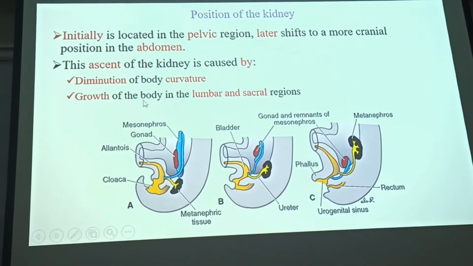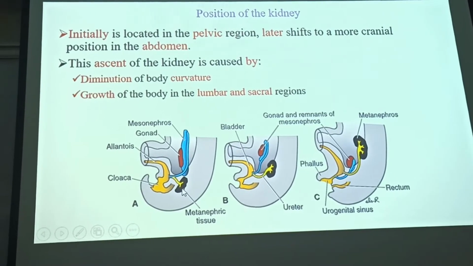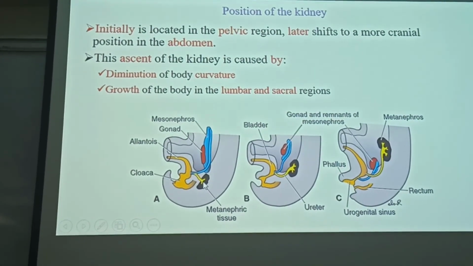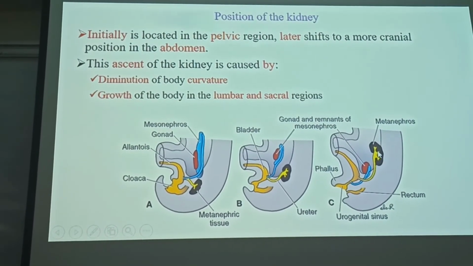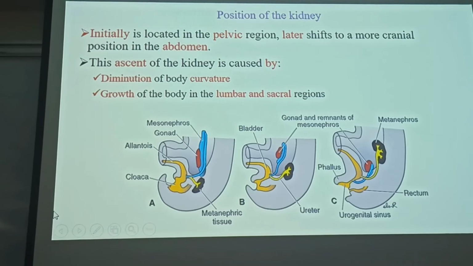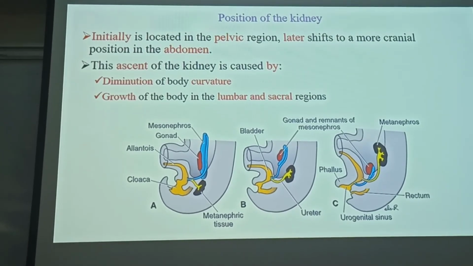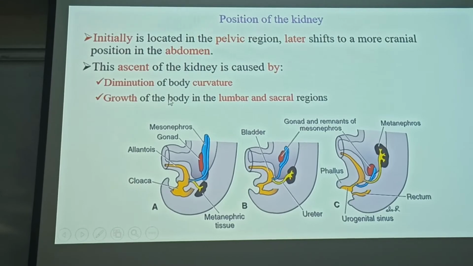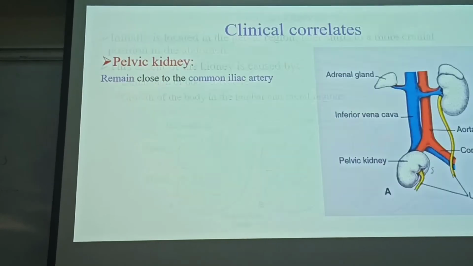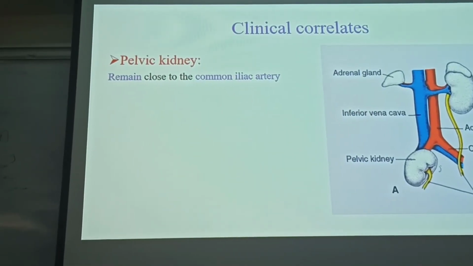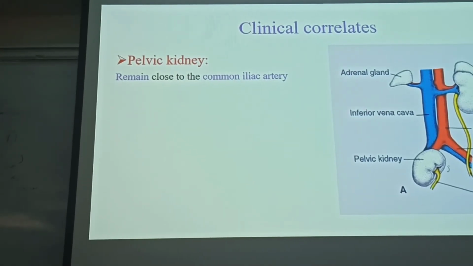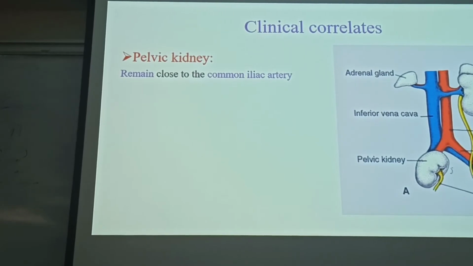Okay? In this picture, you can see the ascending process of the kidney from the pelvic region to the abdominal cavity. Okay? The ascending process is caused by diminution of body curvature and growth of the body in the lumbar and sacral regions. But this is a very important clinical point.